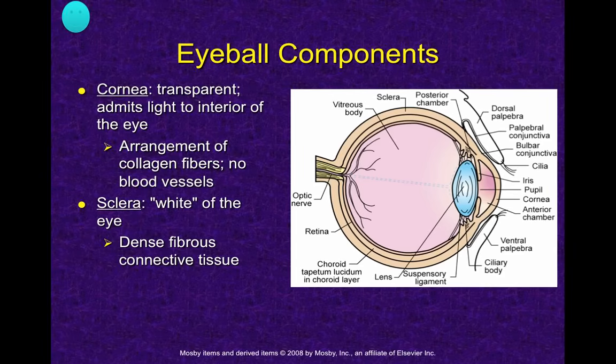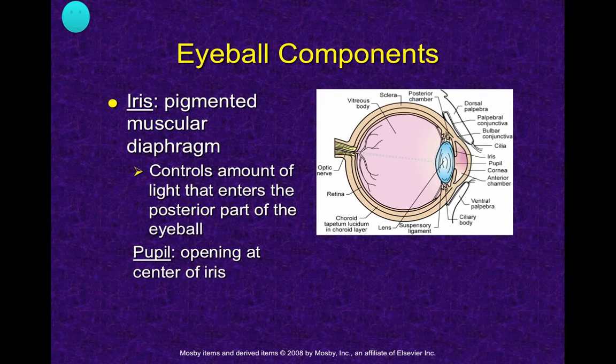Eyeball components. The cornea is transparent and it admits light into the interior of the eye. It's an arrangement of collagen fibers. There are no blood vessels in the cornea. The sclera is the white part of the eye, and it's made of dense fibrous connective tissue. The limbus, L-I-M-B-U-S, is the junction of the cornea and the sclera.